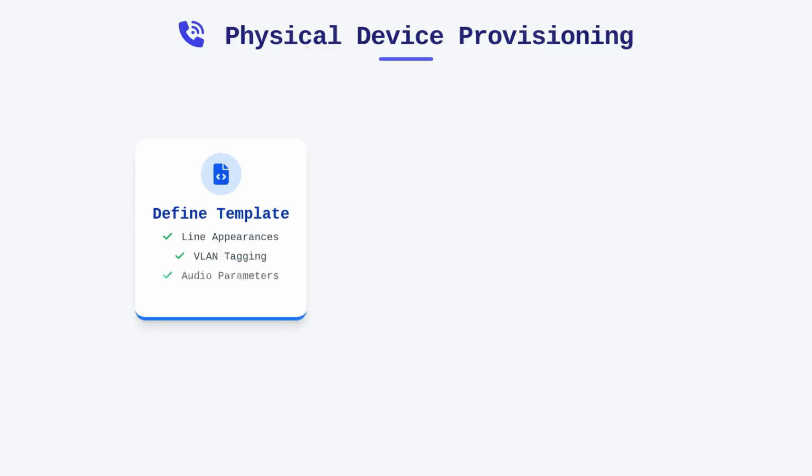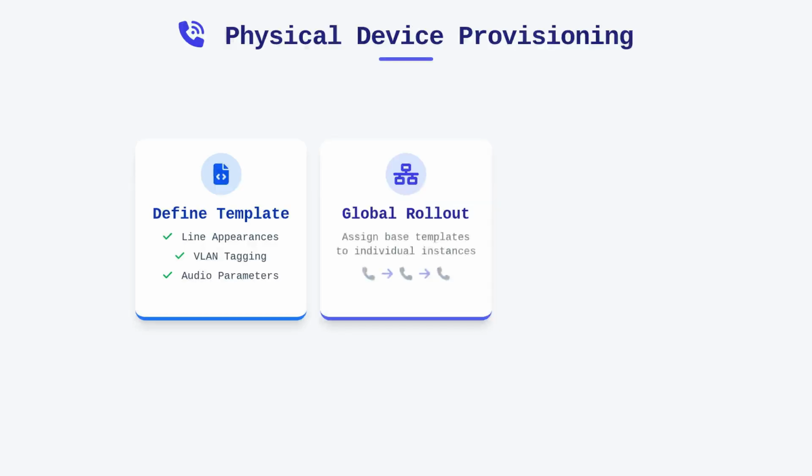While browser-based solutions are increasingly popular, many contact centers still rely on physical hardware phones from vendors like Poly or AudioCodes for specific use cases. Managing these physical devices requires a shift from manual configuration toward the use of provisioning templates within the Genesys Cloud interface. You define settings such as line appearances, VLAN tagging, and advanced audio parameters within a base template, which is then assigned to individual phone instances.